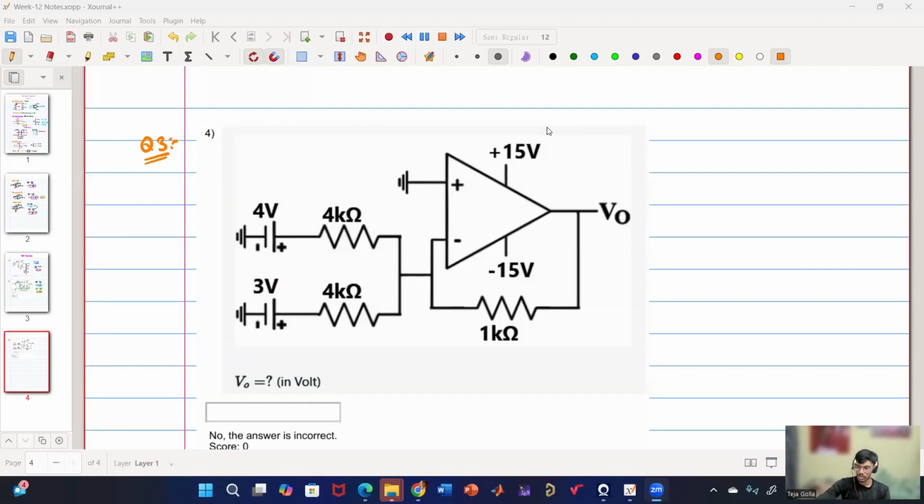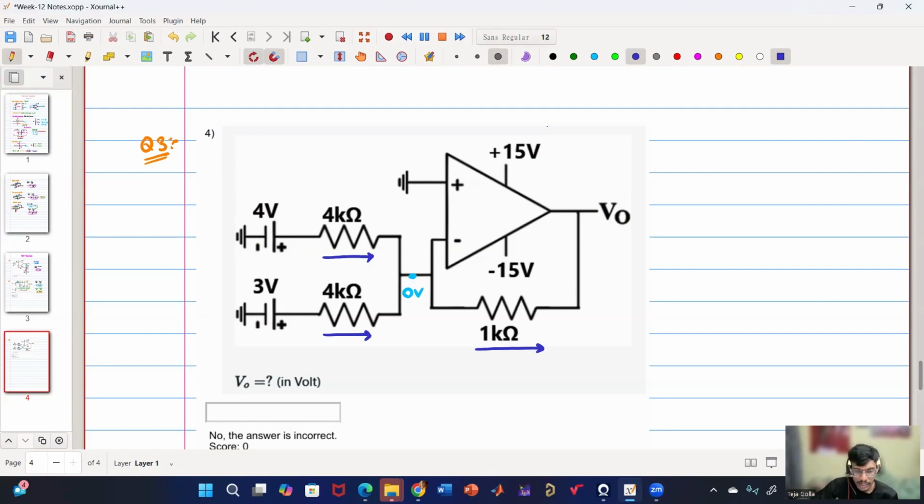Sir, since the positive terminal is 0, the negative inverting terminal will also be 0 by applying the virtual short. Very good. KCL: 4 volt minus 0 upon 4k plus 3 volt minus 0 upon 4k equals 0 minus V out upon 1 kilo ohm, and we will get minus 1.75. Yes, very good. So what he's saying is current flowing like this and like this, and assuming current flowing like this, he applied KCL at that 0 volt and got the expression.